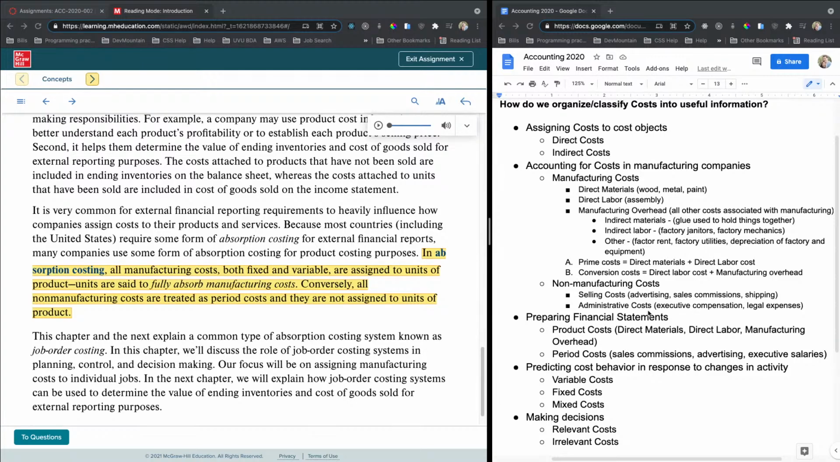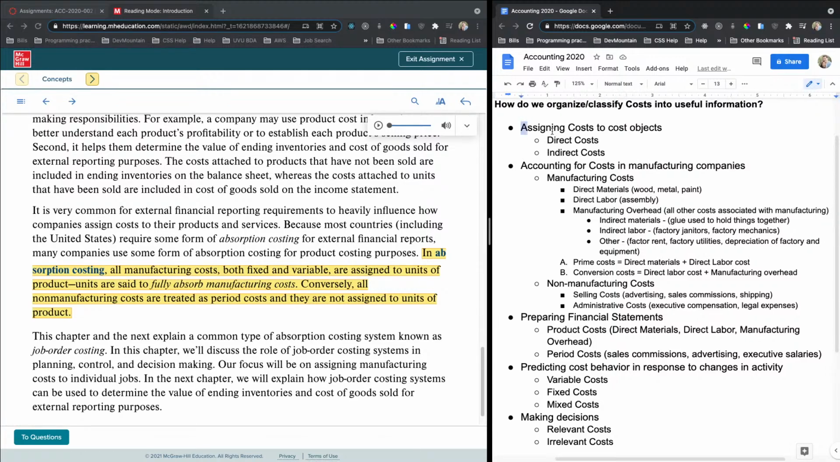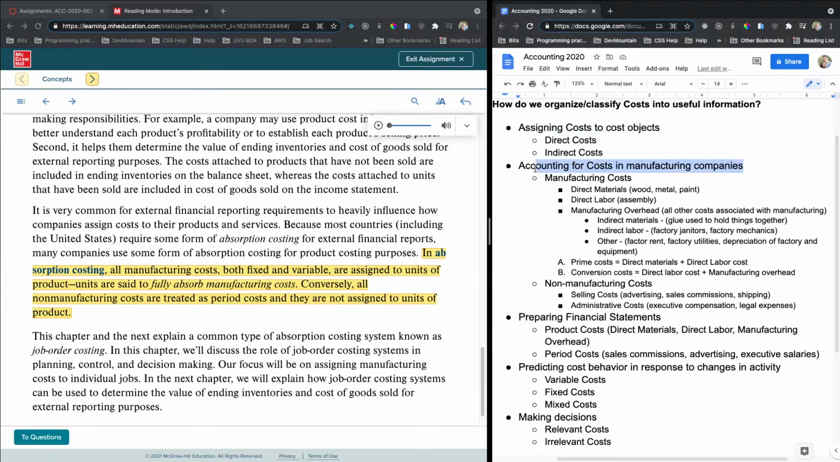How do we organize and classify costs into useful information? Assigning costs to cost objects. Okay. Yep. This is kind of all the things of managerial accounting, right? We're assigning costs to cost objects, accounting for costs in manufacturing companies, preparing financial statements, predicting cost behavior in response to changes in activity, and making decisions based off all these, right? That's not all, obviously, this is just watered down. These are some categories you can put things in, right? That's what we're getting at here.